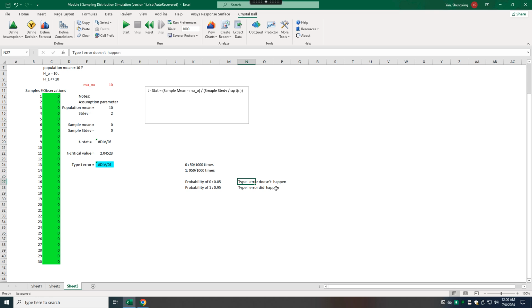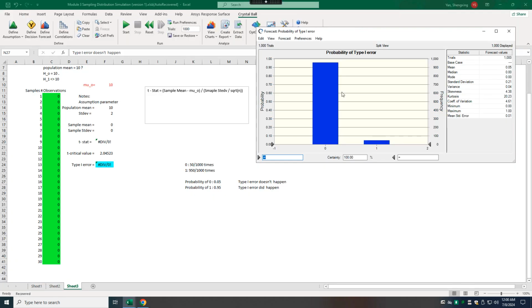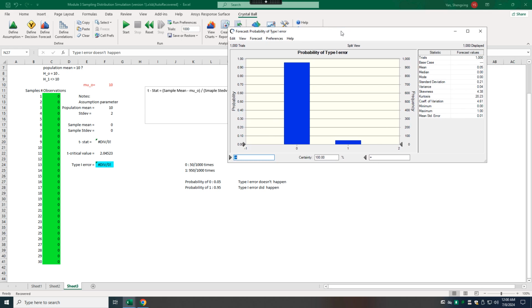Alright. So let's look back at our graph. So this is the simulation of how type 1 error works, how we make the sampling distribution with the t-statistic inferences, and how we conduct a simulation on type 1 error.